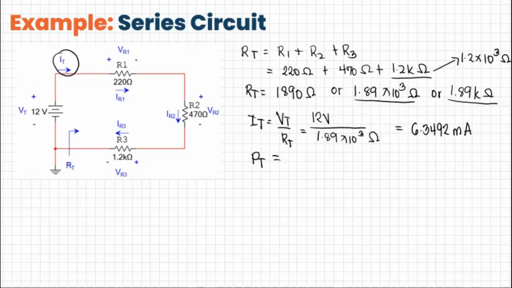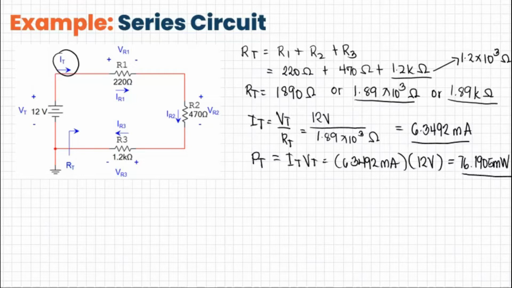Power source, or total power, is equal to IT times VT. So, IT natin is 6.3492 milliamps. Okay? Multiply by 12 volts. Total power is equal to 76.1905 milliwatts. Okay? So now, sulat natin dito, meron na tayong RT, IT, and PT. Okay? So, i-compute naman natin what would be the voltage drop and current dissipation or current that flows through individual loads.